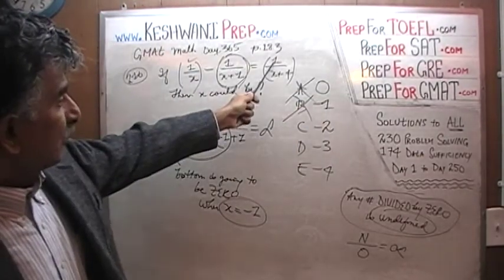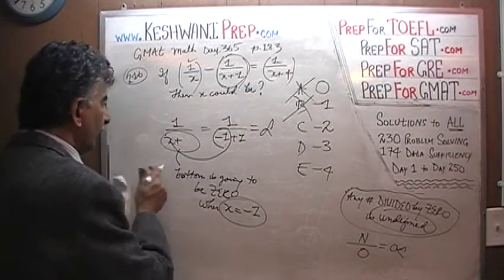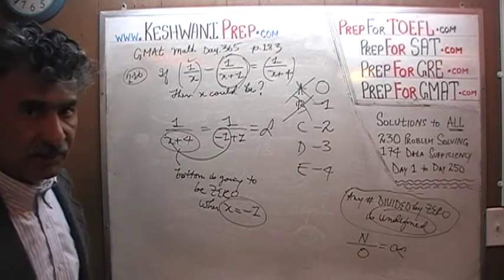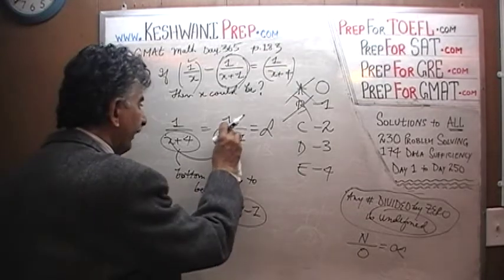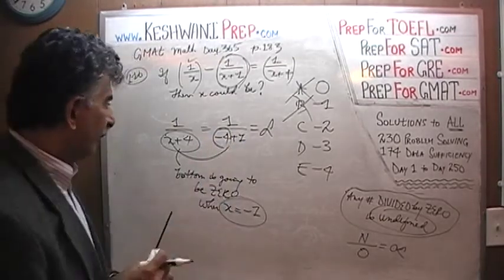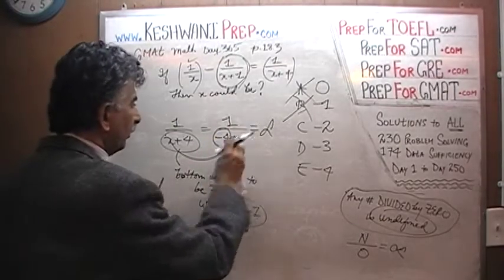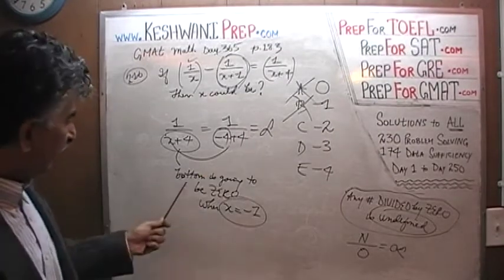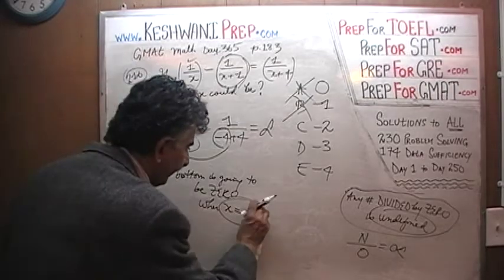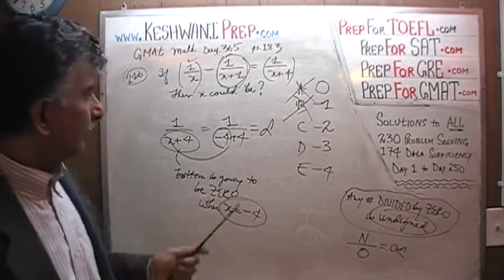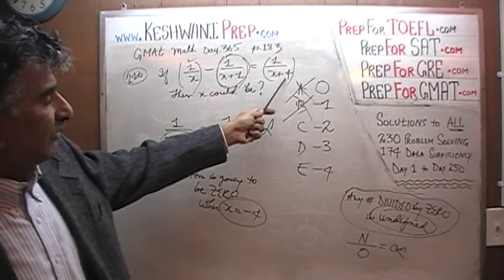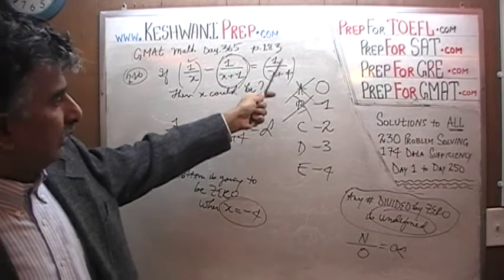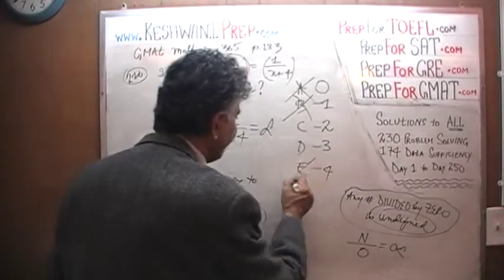The last fraction we have is 1 over x plus 4. When is that going to be 0? Well, the bottom x plus 4 is going to be 0 if x happens to be negative 4, because negative 4 plus 4 becomes 0, and it's going to become infinity. X cannot be negative 4. If we have a 0 in the denominator, the whole thing explodes.